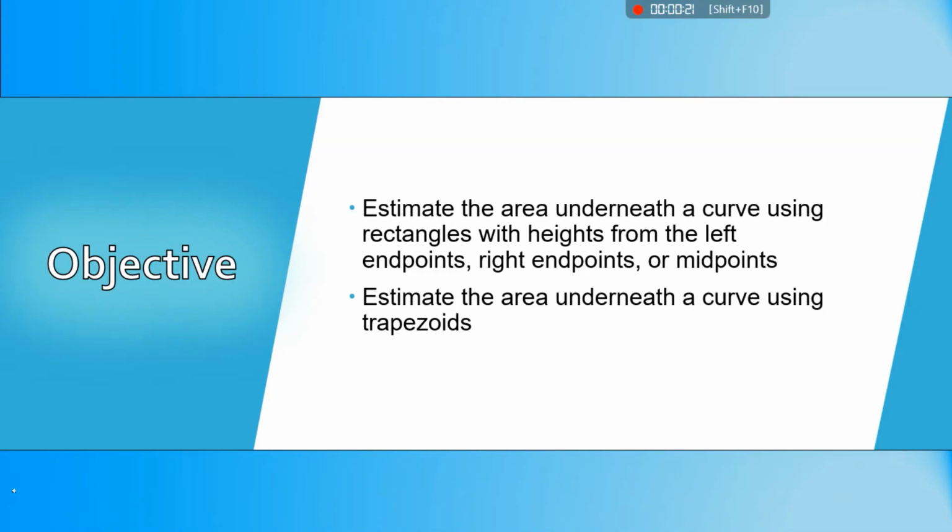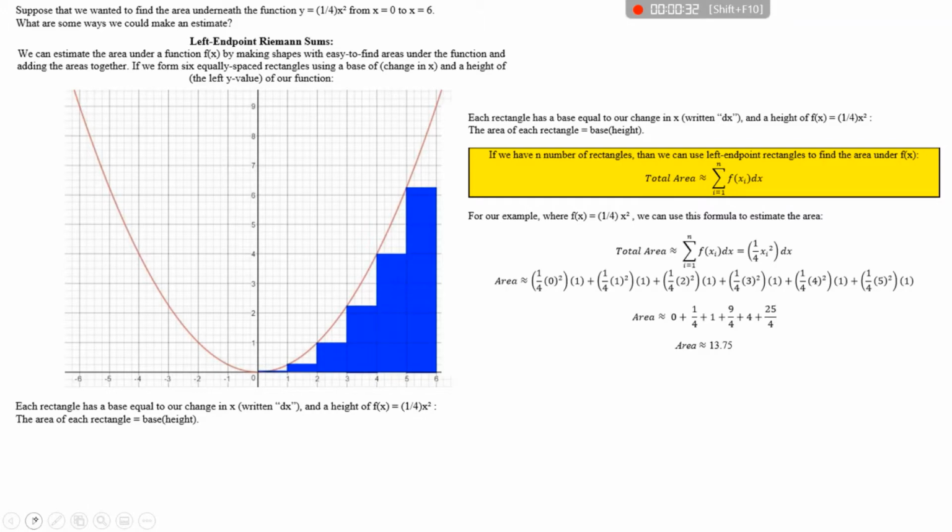So our objective is to estimate the area underneath the curve using rectangles with heights from the left, from the right, or from the middle, or trapezoids. Okay, so here's what it looks like. Here I've got a function y equals 1/4 x squared, x squared over 4. And I've got my interval from x equals 0 to x equals 6.